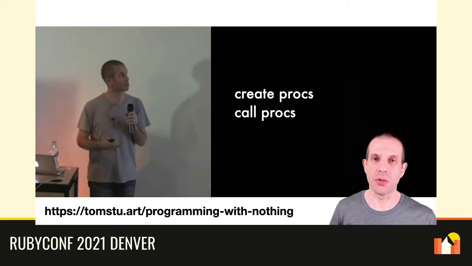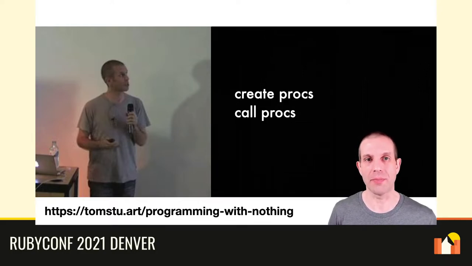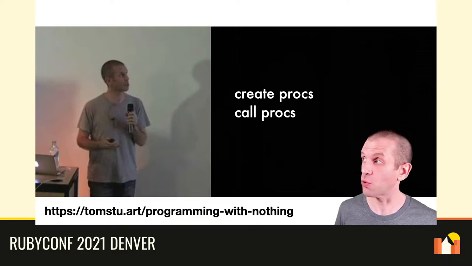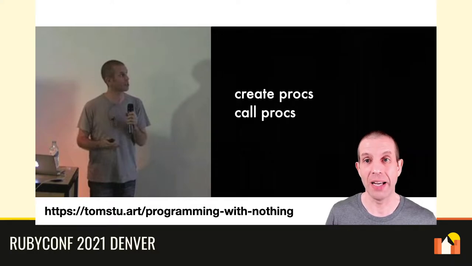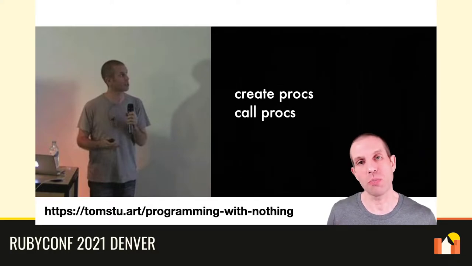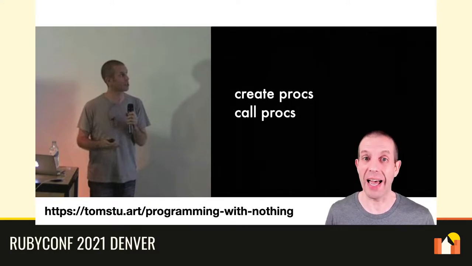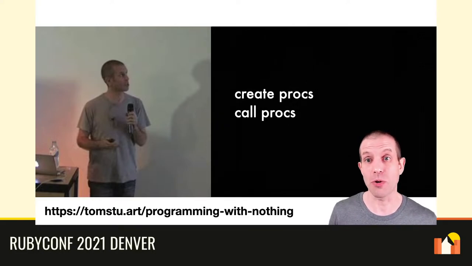In that talk, I showed that we can still write useful programs in Ruby if we only allow ourselves to create procs and call procs. And that's because, it turns out, we can use procs to encode any data structure and then also use procs to implement operations on those encoded data structures.